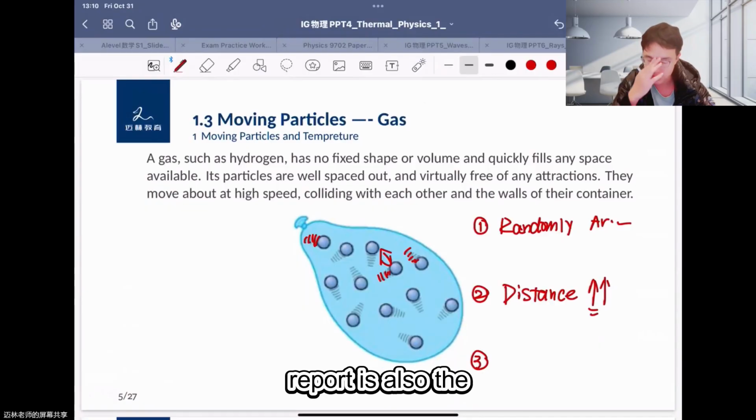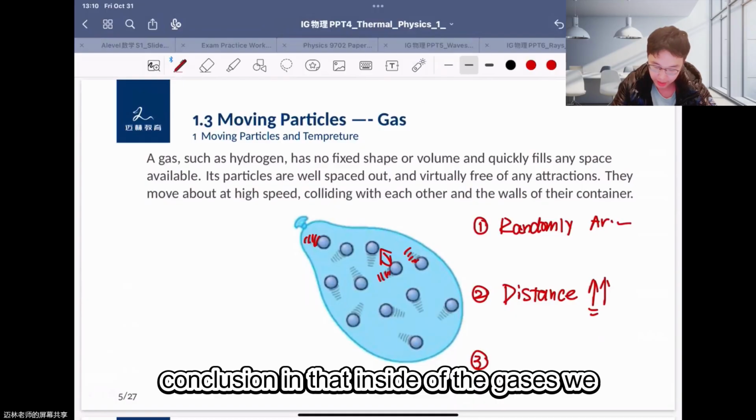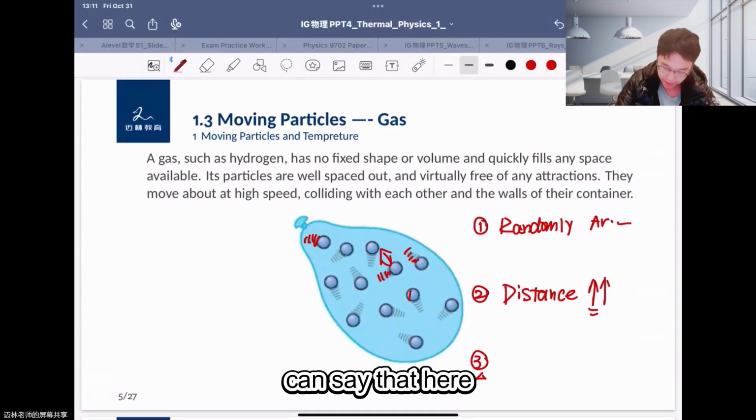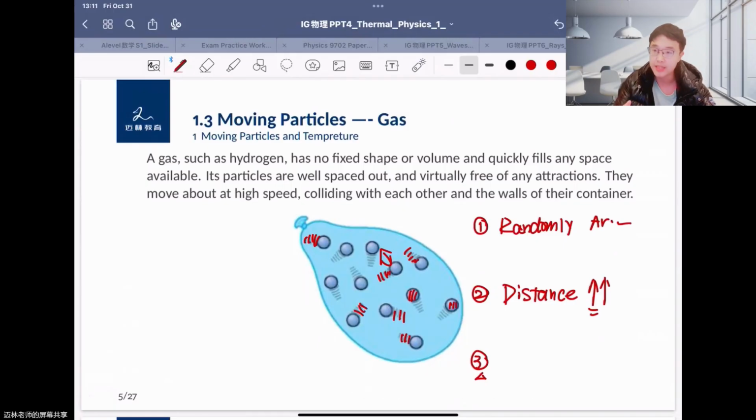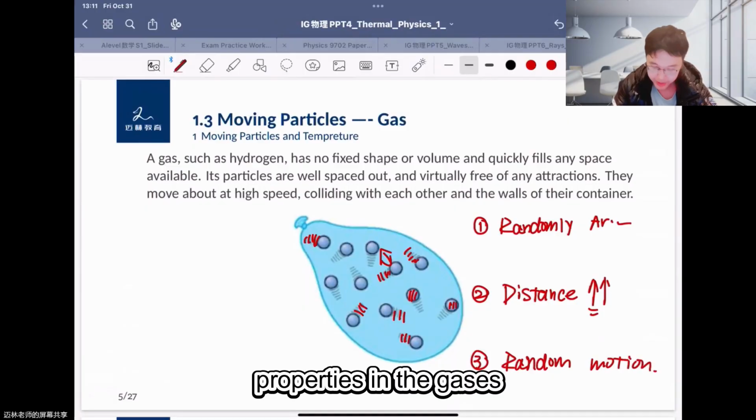And the third property, or the third conclusion, is that inside the gases, the molecules have a very fast speed and a totally random motion. Okay, those are the three properties of gases.